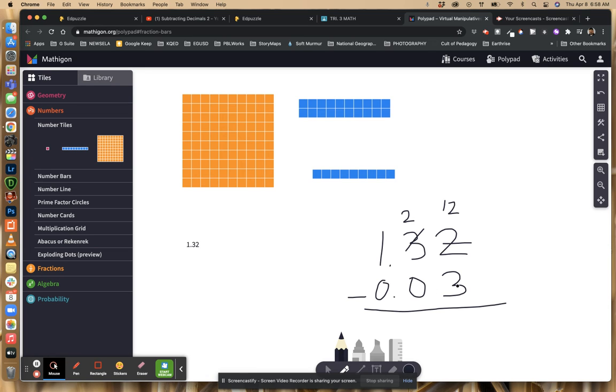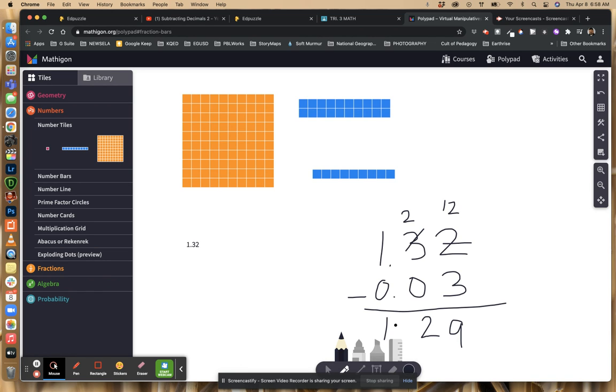12 hundredths take away 3 hundredths should be 9 hundredths. And I see here 1, 2, 3, 4, 5, 6, 7, 8, 9 hundredths. Here's 2 tenths. I'm taking nothing from them. And here's my 1. I'm taking nothing from it.